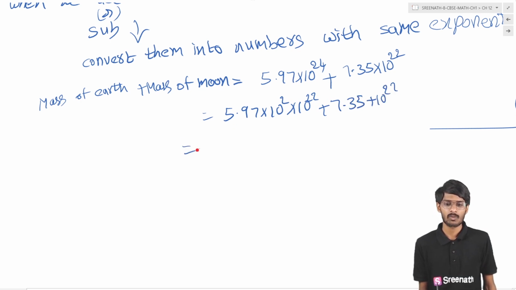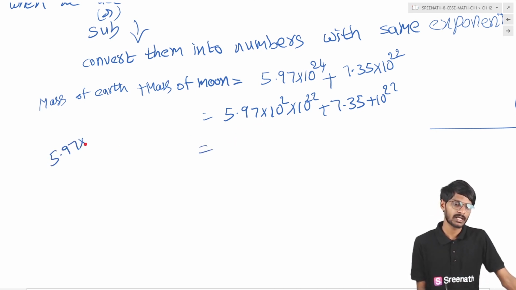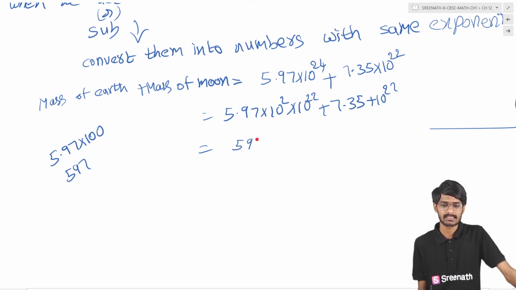So 10 square is how much? That is 100. So 5.97 into 100, whenever we multiply with 100, what will it give? It will give 597. So this becomes 597 into 10 power 22 plus 7.35 into 10 power 22.